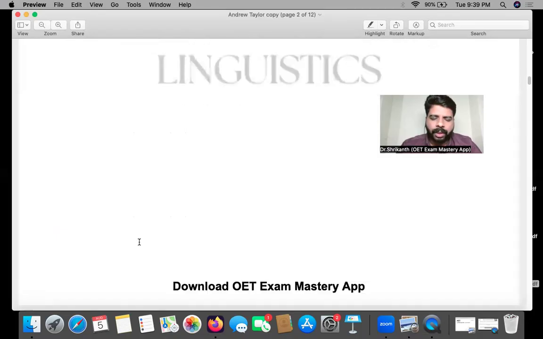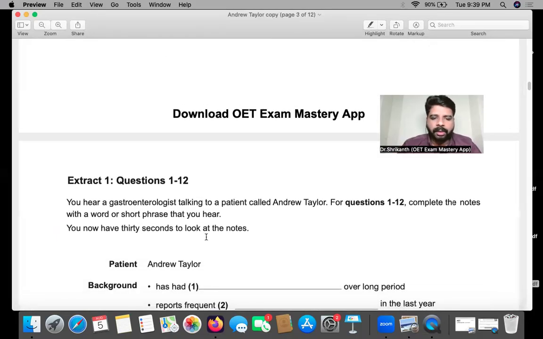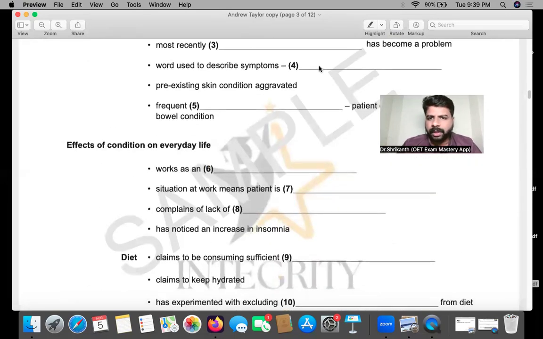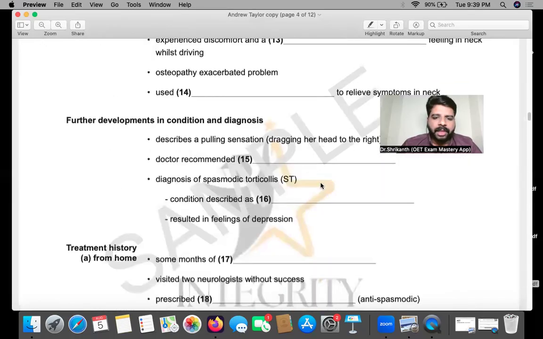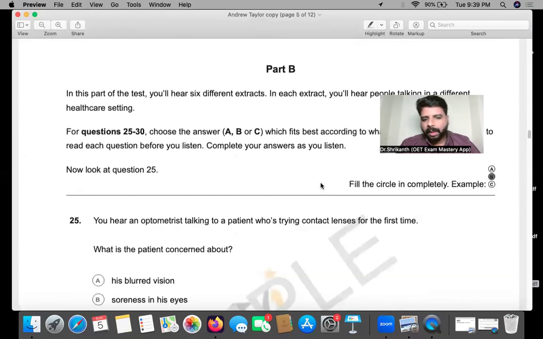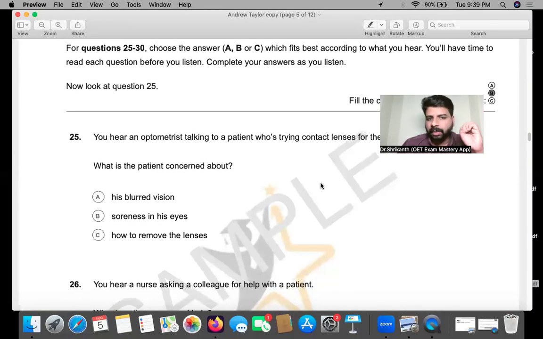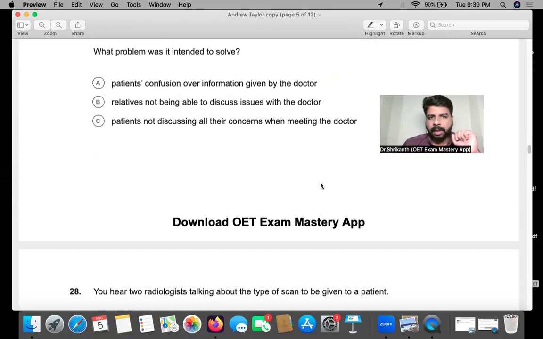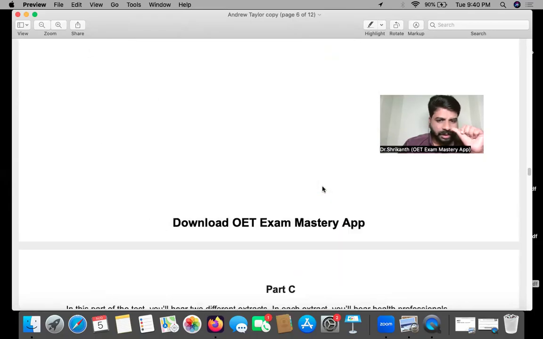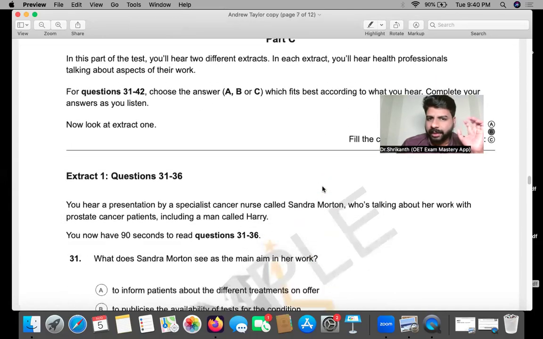So all these you can get from the Google Drive. The recorded lectures are also available in the OET exam mastery app. We have given you 24/7 access to them as well. Right. So here there will be 24 questions in listening part A, fill in the blank questions, and then there will be 6 multiple choice questions in listening part B. And now you can expect 12 different questions in listening part C, right?